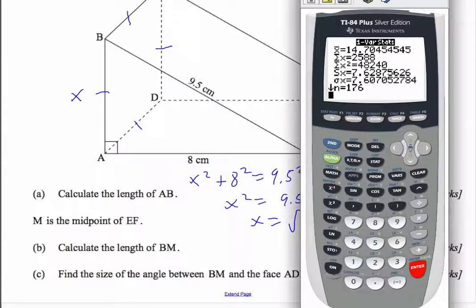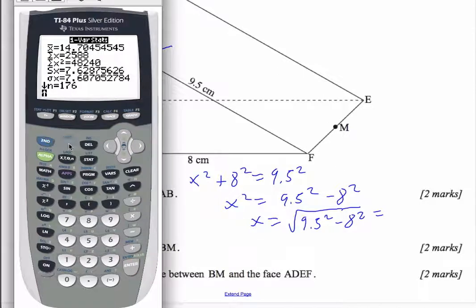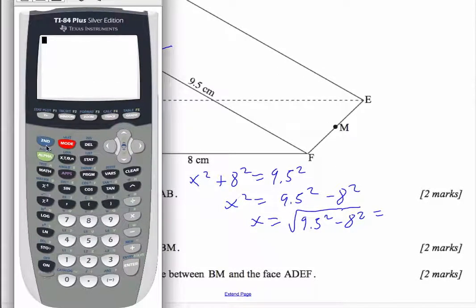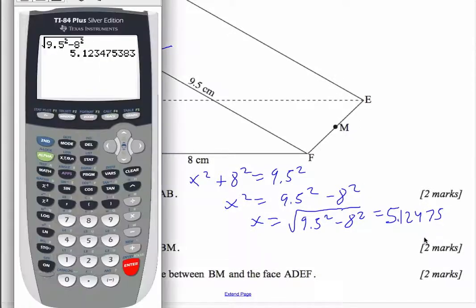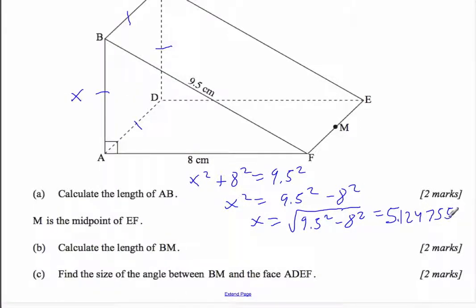Let's do that on the calculator. All right, so root 9.5 squared minus 8 squared. Okay. That is, now we might need to use this number later, so I'm going to write down more digits and then round it. So 5.12475383, which is approximately 5.12 centimeters, okay?